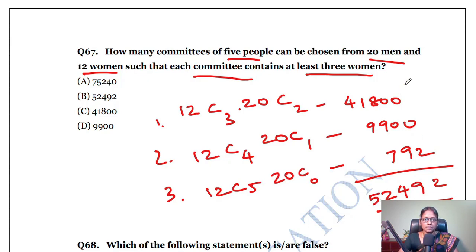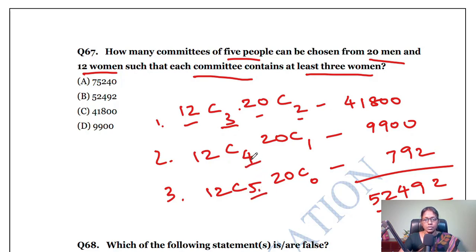52,492. Okay, so total they are asking, see here, how many committees of 5 people can be chosen from 20 men and 12 women. See here, from the 12 I am taking 3, and from the 20 I am taking 2 men. And I am seeing what the possibilities are, and from the 12, 4 women.